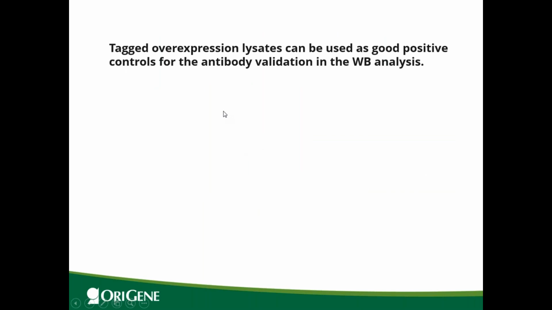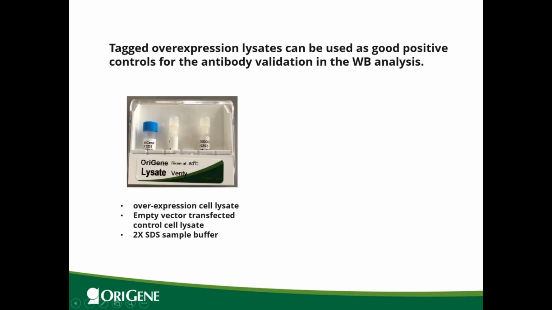A quick summary of these two data sets. The tagged overexpression lysate can be used as a good positive control for antibody validation in Western blot analysis. In fact, we have used this tagged overexpression lysate to test the majority of our primary antibodies. And these lysates are not only used internally for our antibody validation, we also provide this lysate as a standard lysate product to scientists.